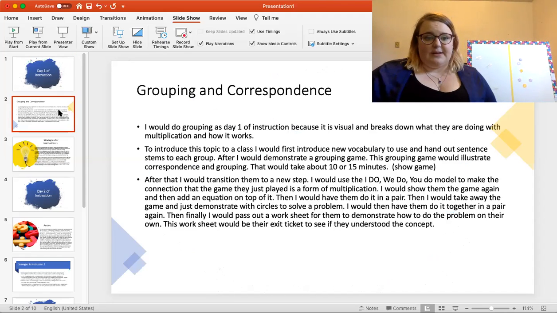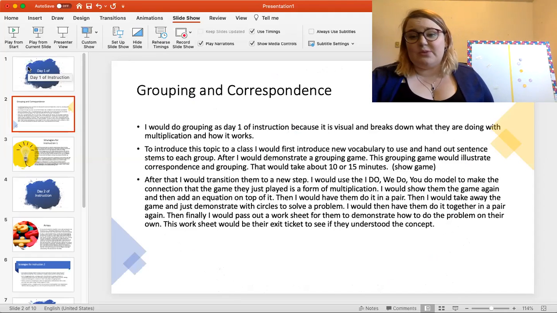With grouping and correspondence, I would do grouping as day 1 of instruction because it is visual and it breaks down what they are doing with multiplication and how it works in a non-threatening way because it's going to be a game. To introduce this topic to a class, I would first introduce new vocabulary to use and hand out sentence stems to each group.